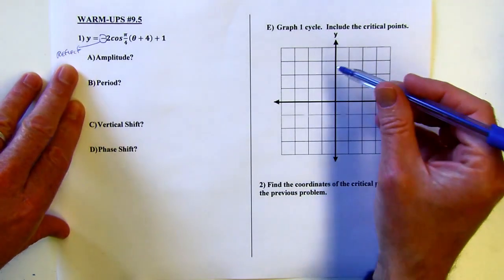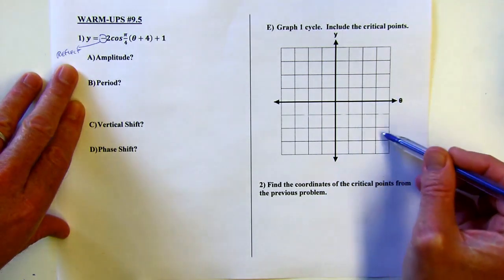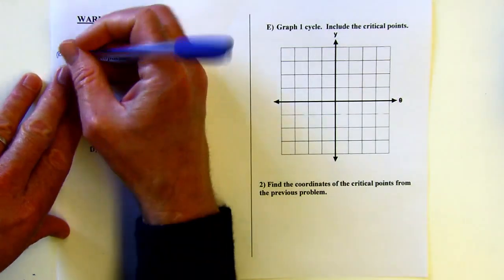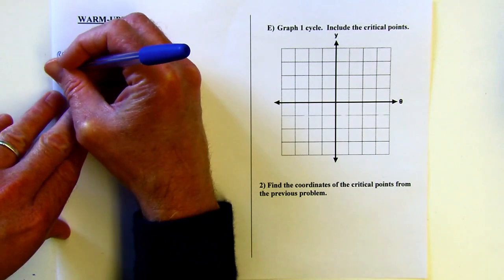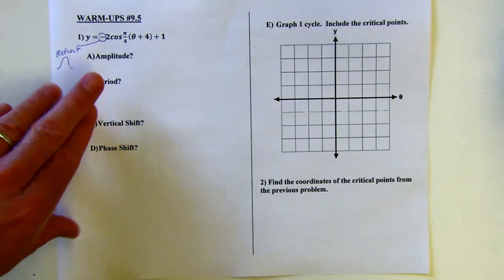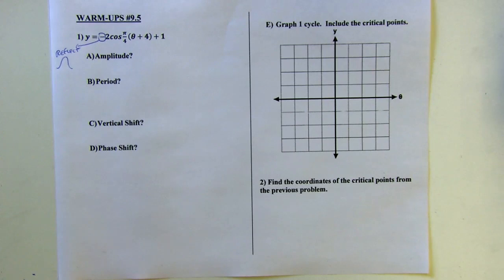So usually a cosine curve would look something sort of like a valley, but this is gonna look like a hill instead. It's going to be upside down from the parent graph for cosine. So it's going to look something like that, okay?